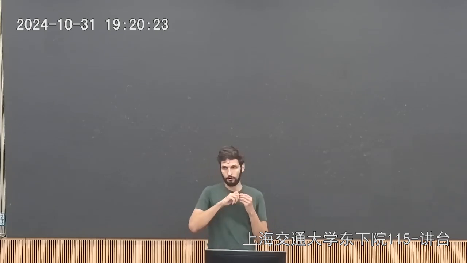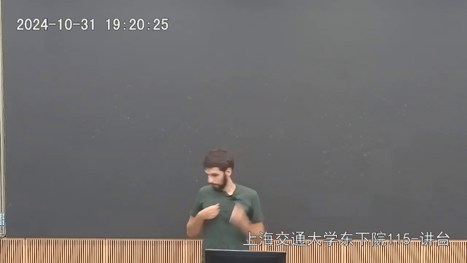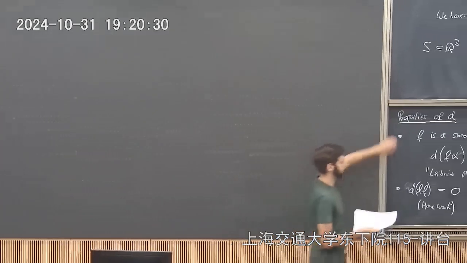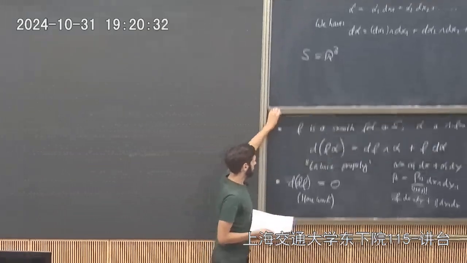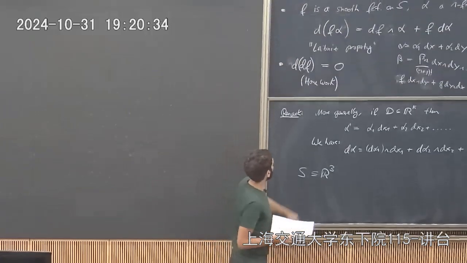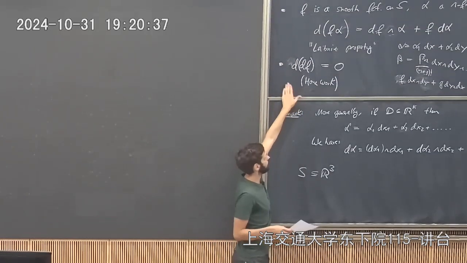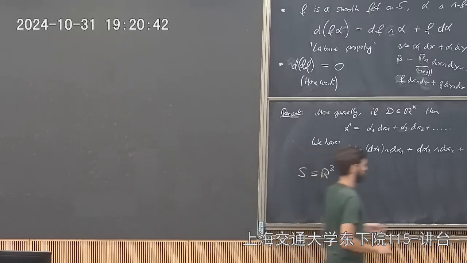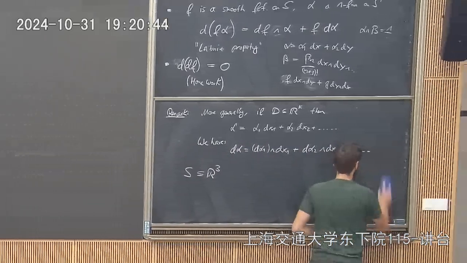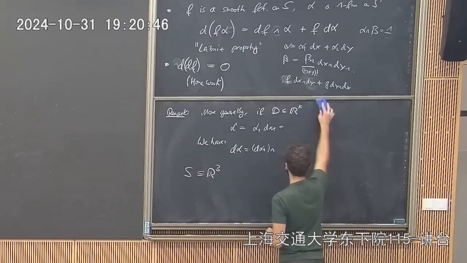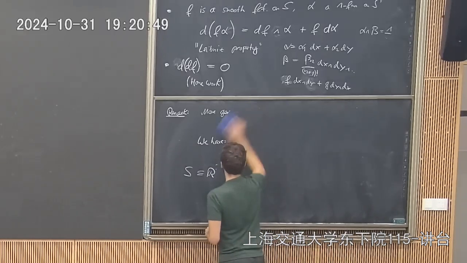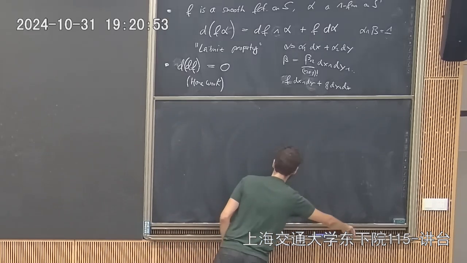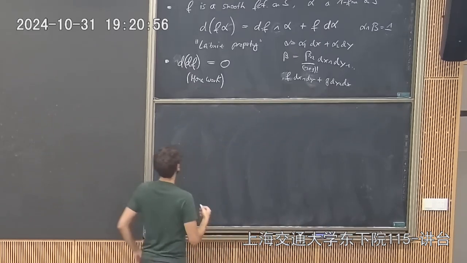Okay, let's continue. We would like to talk now about the counterpart of differentiation. But maybe before, one remark about this property: we get two classes of differential forms. And it's just some definition.